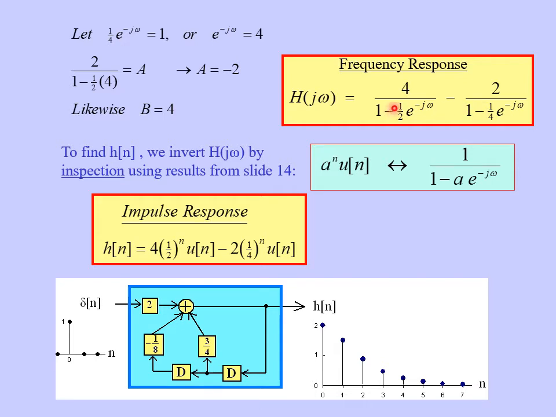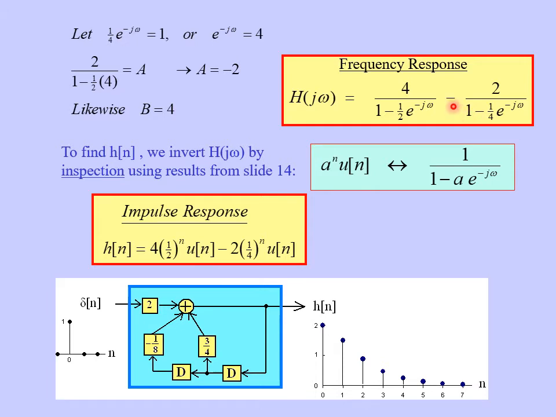And again, the reason we're doing this is that now we can invert these two terms by inspection, because remember that for an exponential type sequence, a to the n times the step function u of n, that leads to a Fourier transform of 1 over 1 minus a e to the minus j omega. So just by comparing these two terms, this one obviously has a 4 out in front, so that's the 4 there. And by comparing this with this, we can see that a is equal to 1/2. So we're going to have 1/2 right here. So it's 1/2 to the n times the step function u of n.